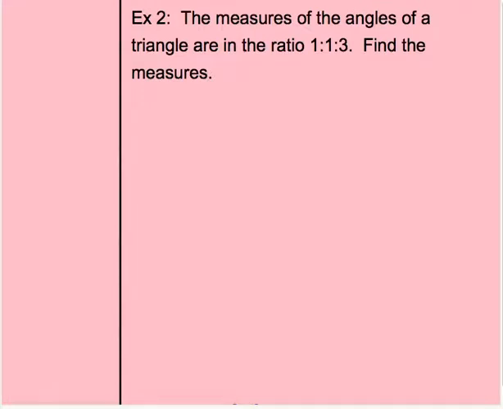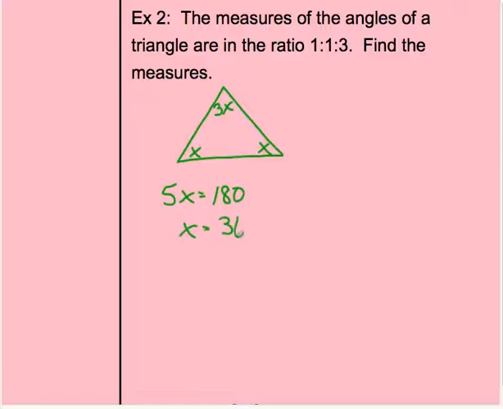Next example, we have the angles in a triangle have the ratio 1 to 1 to 3, and we need to find the measures of each angle. So 2 of the angles have the same measure because their ratio is 1 to 1, and the third angle is 3 times as big. So to find the measures of each angle, we add up all of our angles equal to 180, divide both sides by 5. So 2 of the angles are 36 degrees. The third angle would be 3 times 36, which would give us 108 degrees.